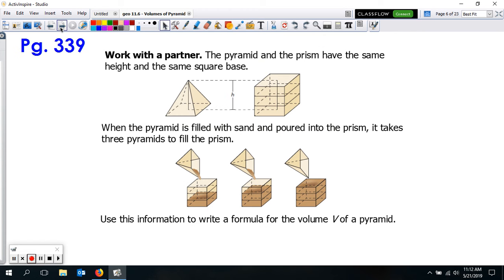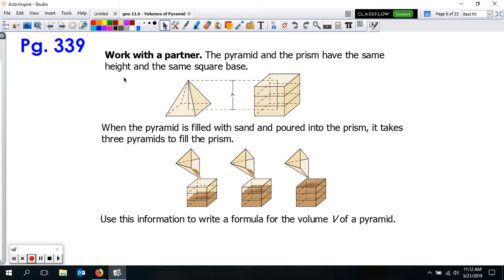Alright, so here we go with page 339. It's the first page there you'll see in your lesson 11.6. And I just wanted to show you this just so you guys get the idea. So here's these two shapes here. It looks like a kind of a cube, and then our pyramid. The heights are the same, it shows right here. So the pyramid and the prism. This would probably be a cube, but it is a prism. And we learned that in the last lesson.